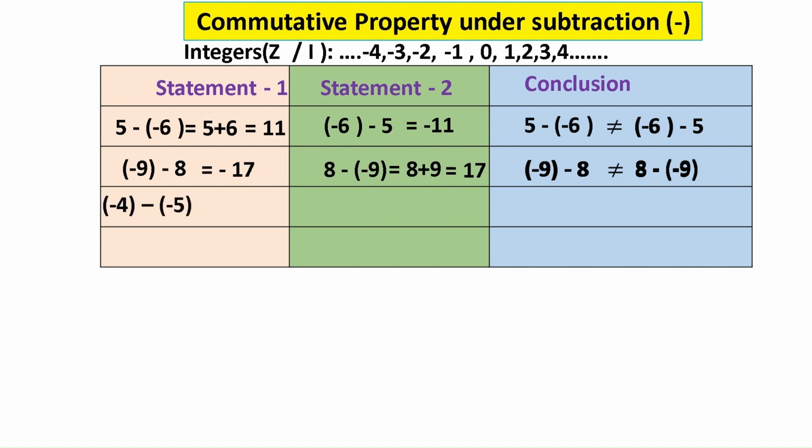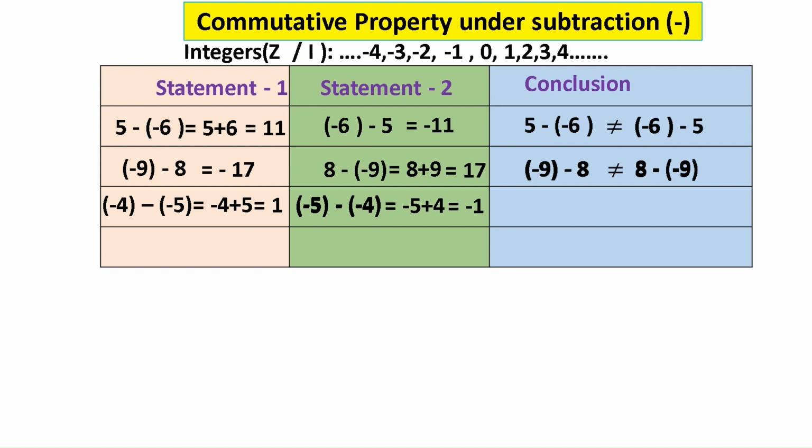Now minus 4 minus of minus 5, we get minus 4, here minus of minus is plus 5. Now what do we get here, plus 1. The plus 1 is our answer for this first statement. In statement 2, minus 5 minus of minus 4, we check whether we get the same answer or not. Minus 5 minus of minus 4 is plus 4, and we get minus 1. In statement 1 it's plus 1, in statement 2 it's minus 1. So both are not equal.